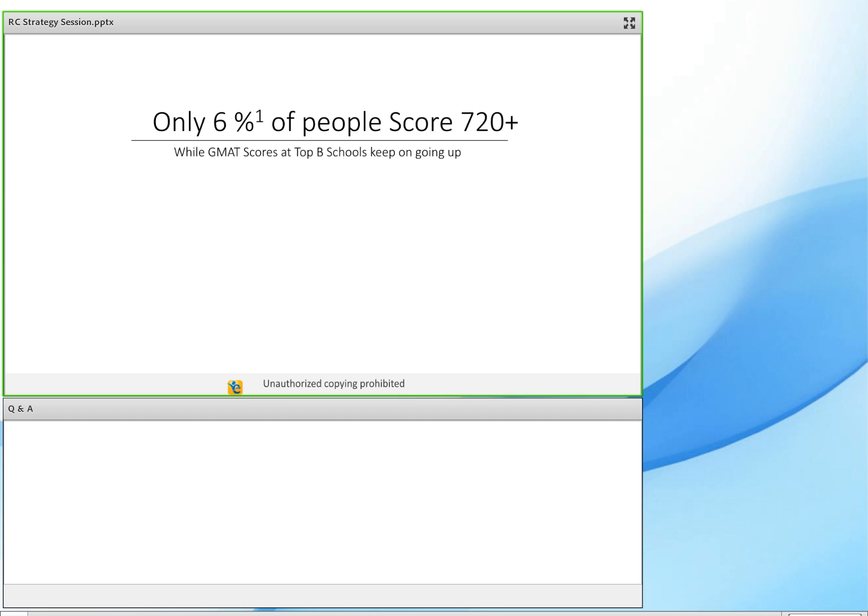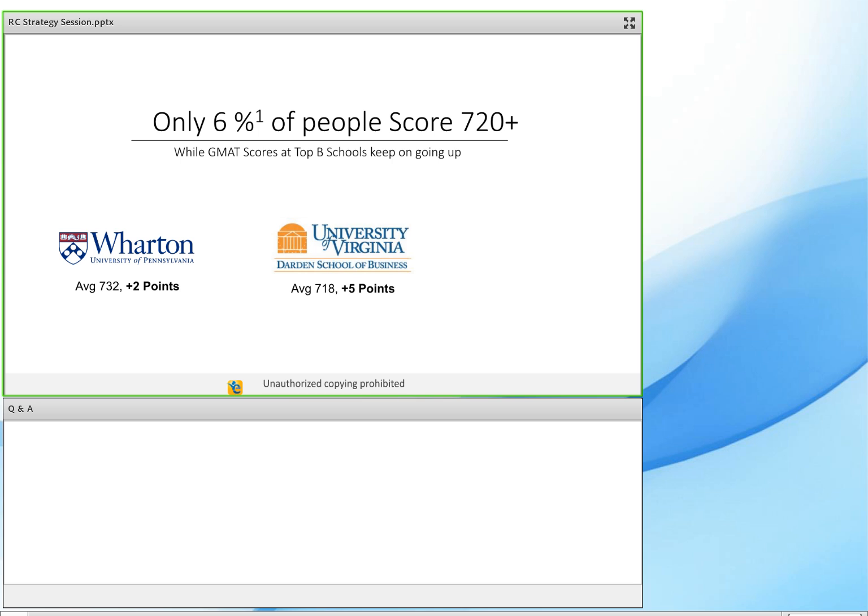So I asked this question, what's your target GMAT score? And upwards of 50% of you are aiming for a score of 720 or higher. While that may be the case, statistically, only 6% of the people get to that score. And this is despite the fact that median scores at top B schools have been going up for the last 6 years.